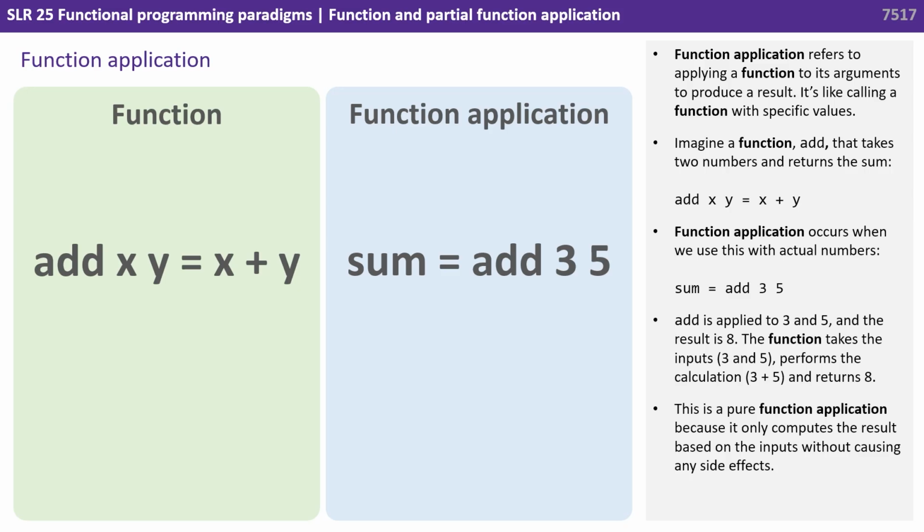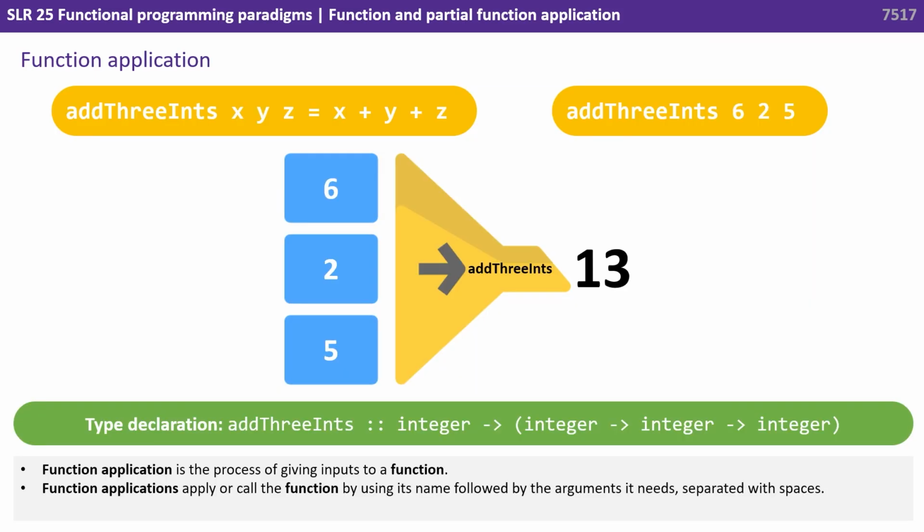So sum equals add 3, 5. Add is applied to 3 and 5, and the result is 8. The function effectively takes the inputs 3 and 5, performs the calculation 3 plus 5, and returns the value 8. This is a pure function application because it only computes the result based on the inputs without causing any side effects. Function application, therefore, is the process of giving inputs to a function.